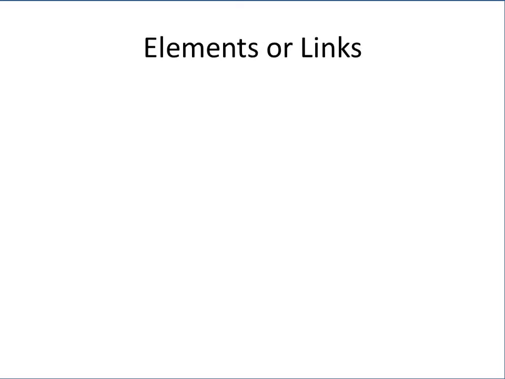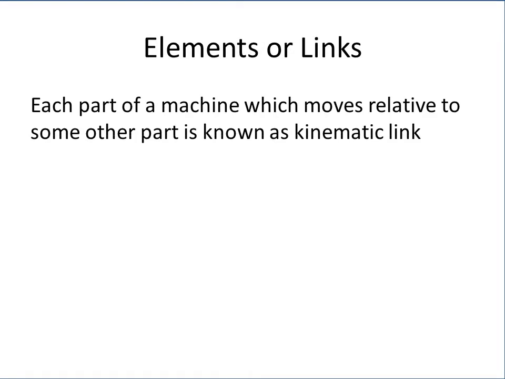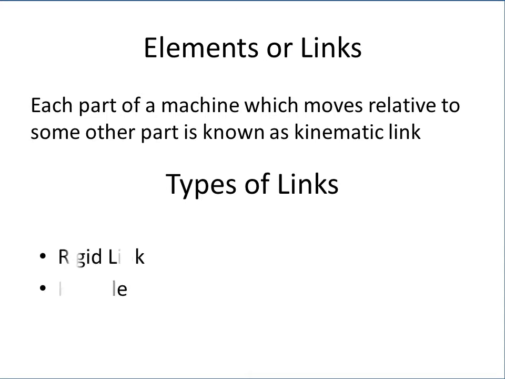Let us learn what is an element or link. A machine comprises of multiple parts which move relative to some other part. Each part of a machine which moves relative to some other part is known as a kinematic link. Types of links. Links are classified into three types: rigid link, flexible link and fluid link. Let us know what a rigid link is.